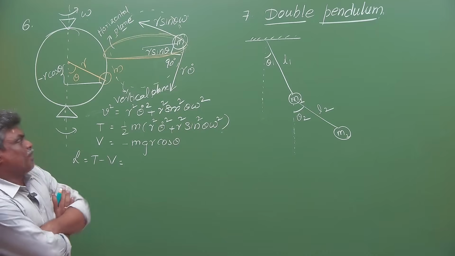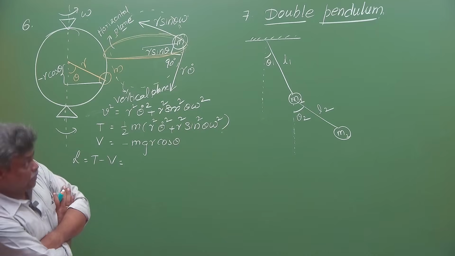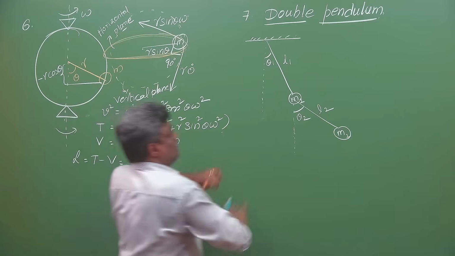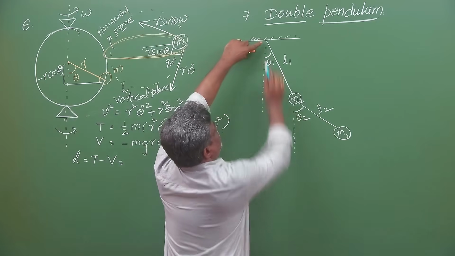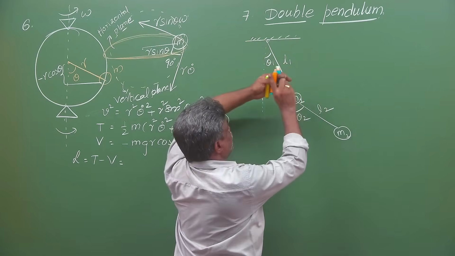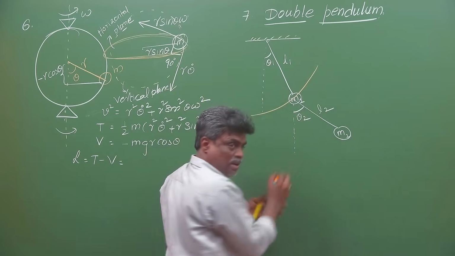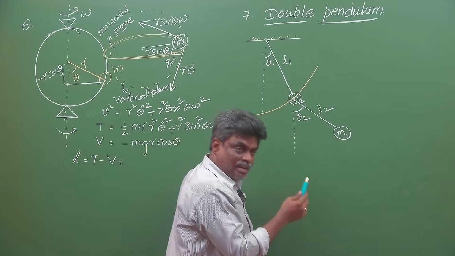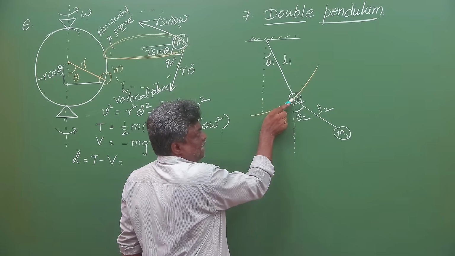Now you have to act. How it is moving, you have to act like that. Okay. Now this is M1. This is the fixed point. So my M1 is moving like this. Yes or no? Let me draw that. Over. Now is it circular or translational? That's why tangential.